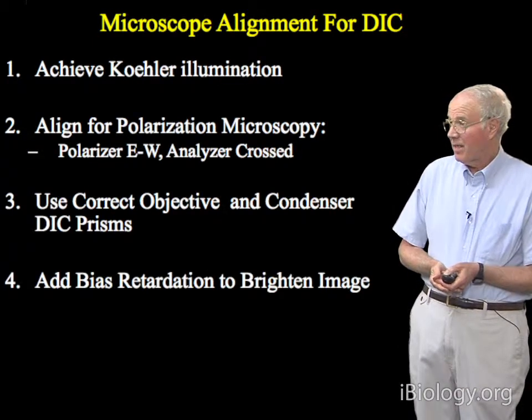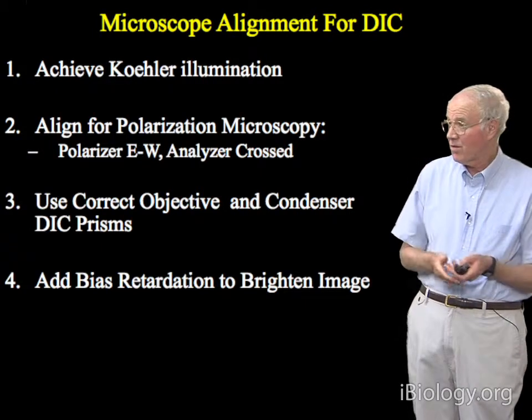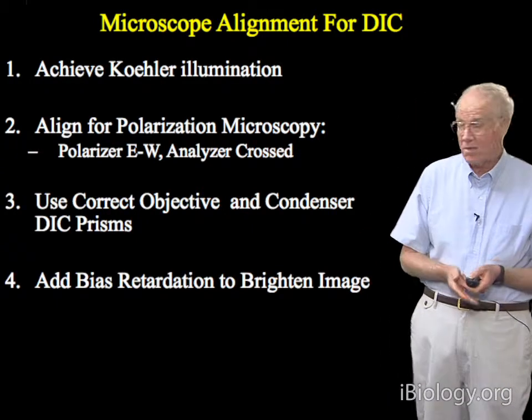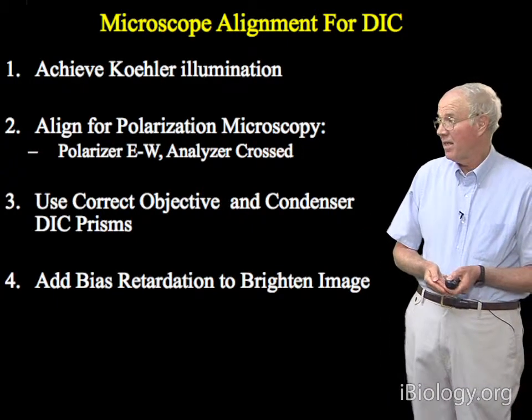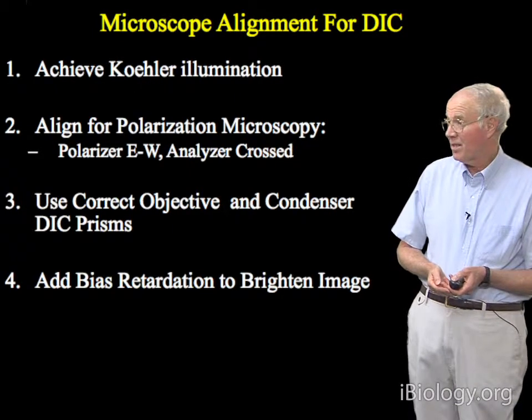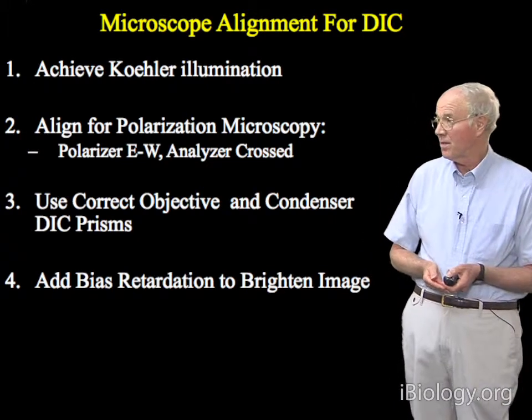Then finally you have to make sure you've got the correct prisms inserted, and then you need to add the correct bias retardation to brighten the image as we discussed previously. And then, after you've got the image brightened, you adjust the compensation for maximum contrast and structural detail of interest, as we discussed.